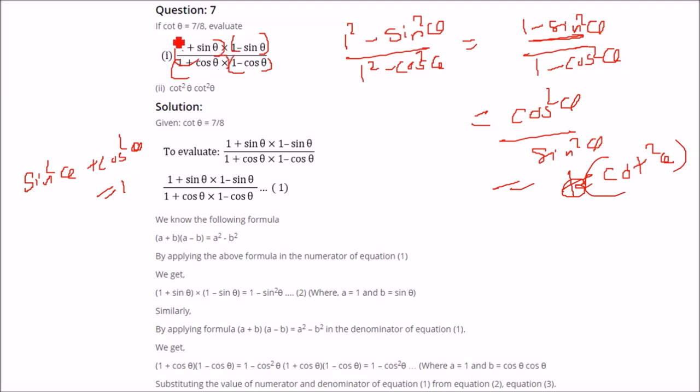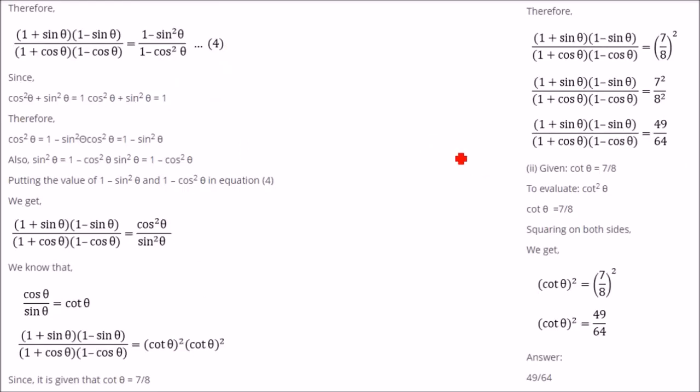So what you have to do, cot theta is already given. You just use it, 7 by 8 whole square, that is 49 by 64. This is the answer. And then cot square theta: if you want to find cot square theta, you just square it. 7 by 8 is given, 7 by 8 whole square. Again the same value, 49 by 64.